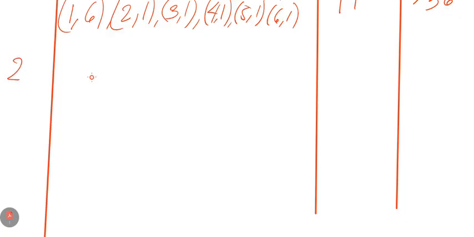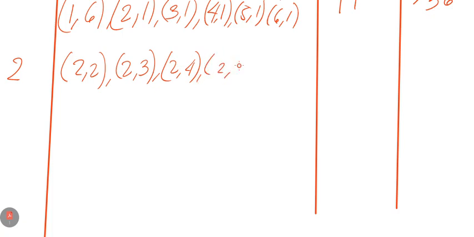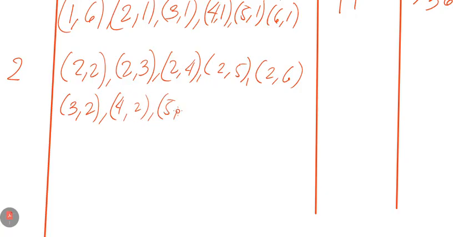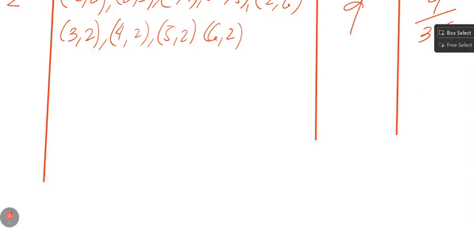So here we have 2, which we write as 2 and 2, 2 and 3, 2 and 4, 2 and 5, and 2 and 6. Next we have 3 and 2, 4 and 2, 5 and 2, and the last one, 6 and 2. Counting these, that's going to be 9 of them. So the probability here is 9 out of 36.